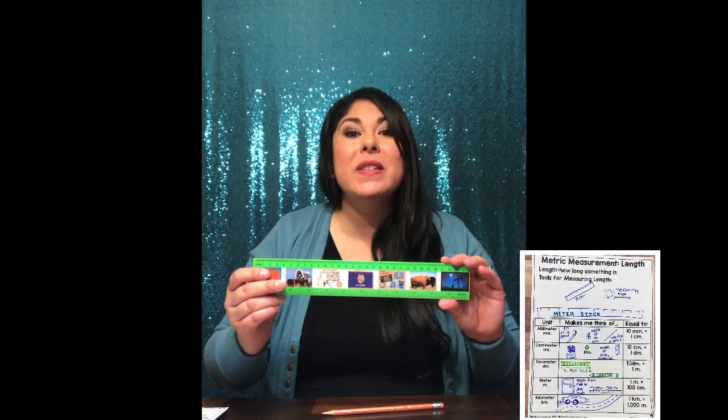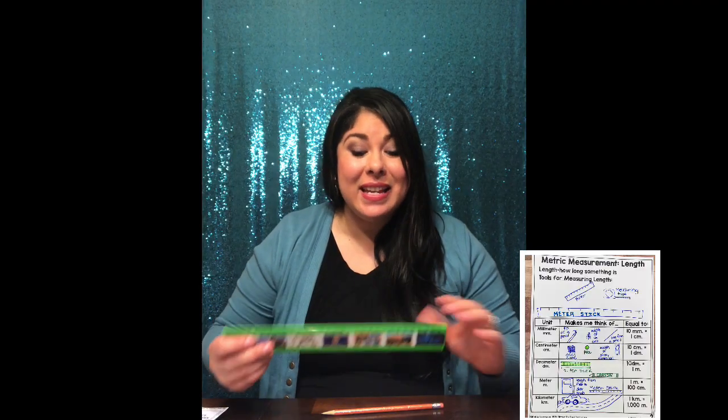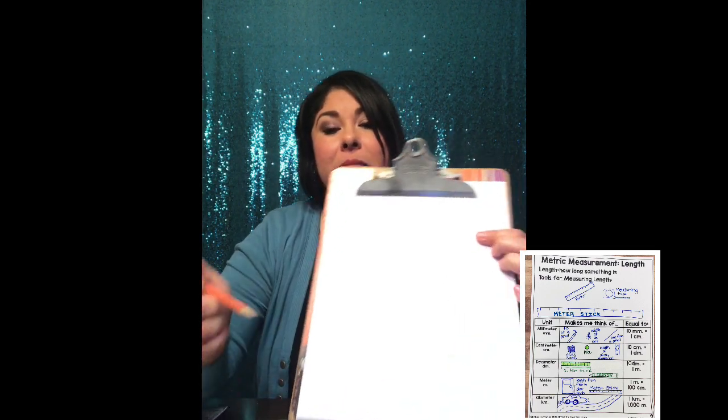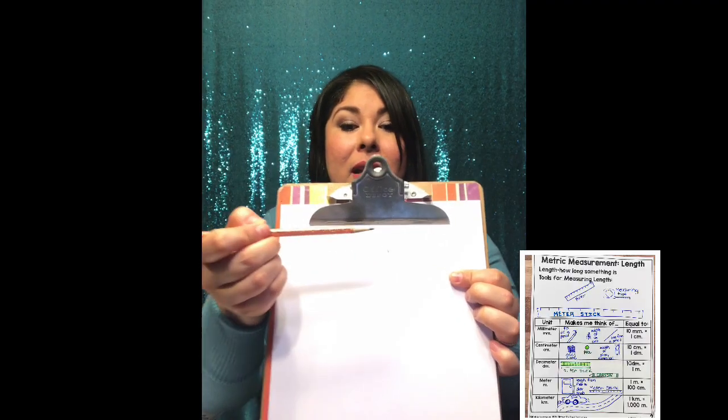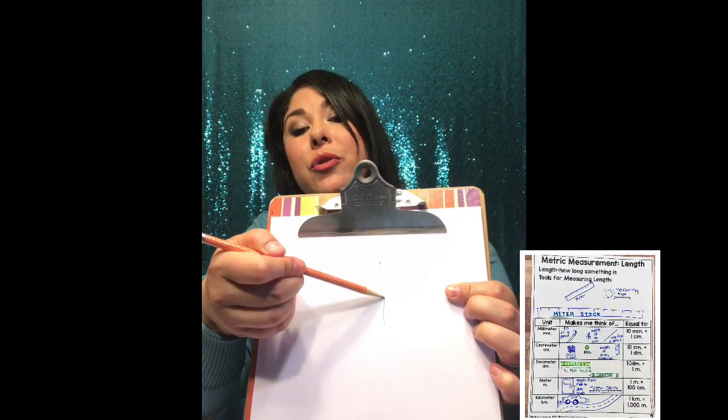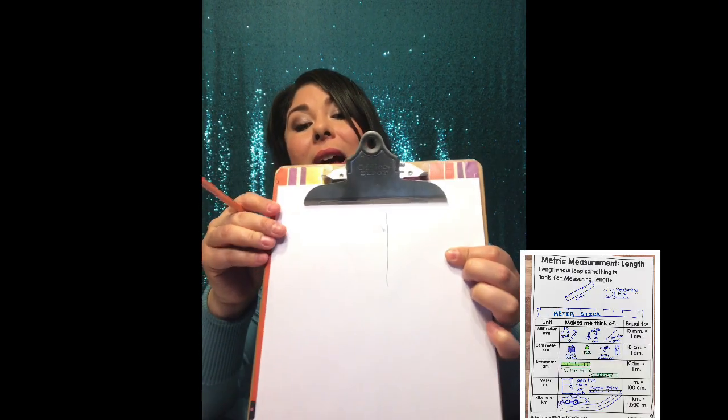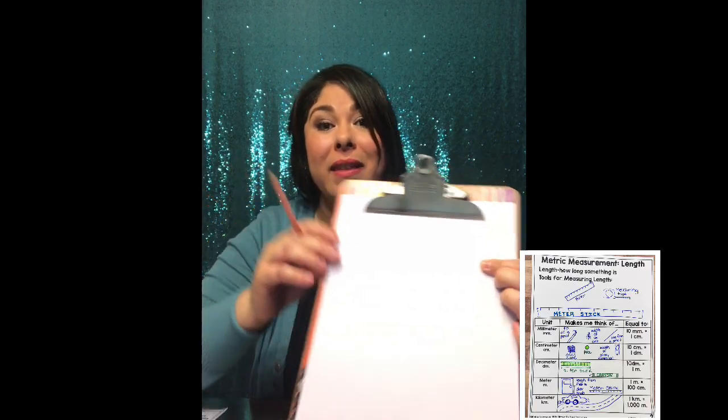So let's start with the smallest unit, and that is the millimeter. Now, the millimeter is a very small unit of length. The tip of my pencil is, I would say, a millimeter. If I were to draw a line, that line is about the width of a millimeter. So a millimeter is a really small unit of length.